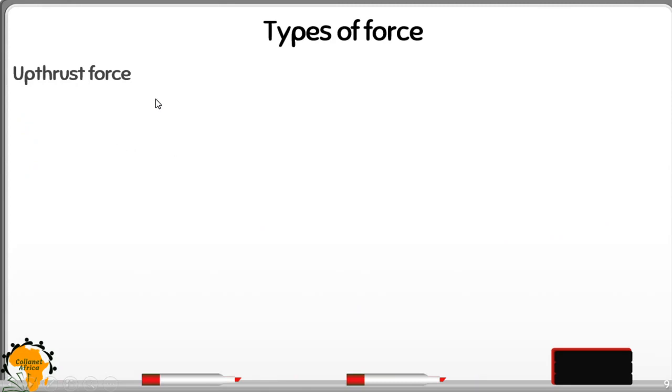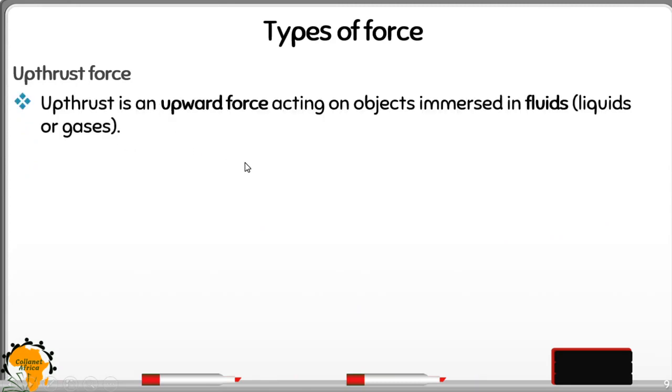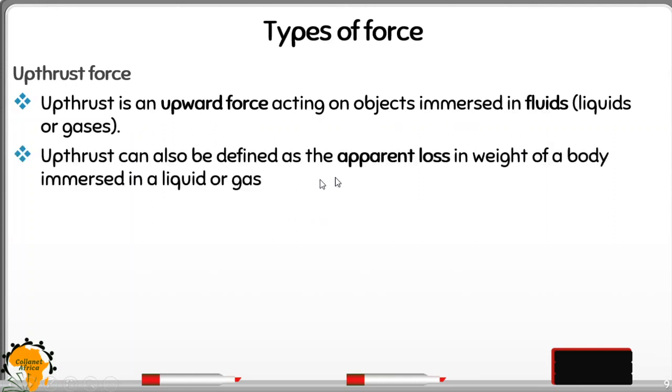We have upthrust. In this one, whenever we put an object inside a fluid, that is, you can put it in water or gases, you find that there is always an upward push. And then you ask yourself, what makes this object weigh less? It is because of that upthrust. This one is an upward force acting on an object immersed in a fluid. It is also defined as the apparent loss in weight, because when you weigh that object that is already immersed in fluid, it weighs less. It's like it has lost some weight.